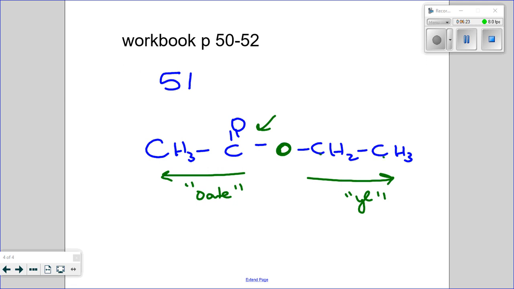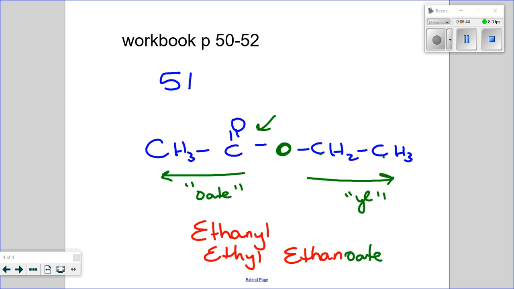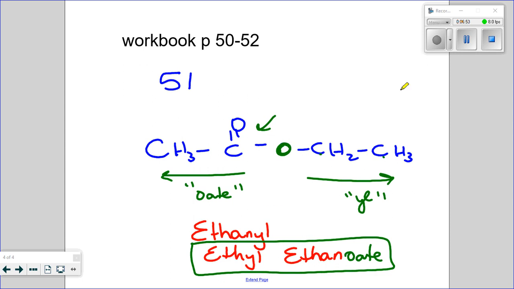There are 2 carbons on this side, so we'll use eth for 2 carbons. So this was based on ethane. So ethanol or ethyl, both would be considered acceptable. The second half has 2 carbons, so again based on ethane, but here we're going to use the -oate ending. This is ethyl ethanoate. I will sometimes see it spelled ethanyl ethanoate, and that's considered acceptable for use in esters.